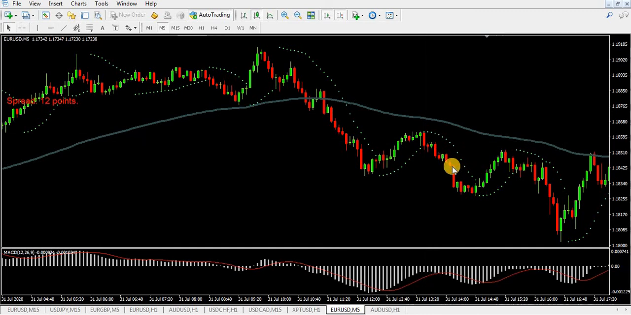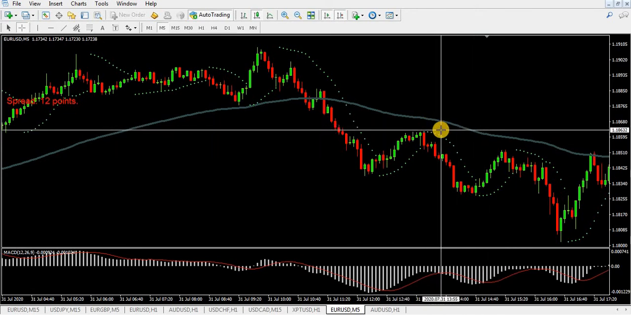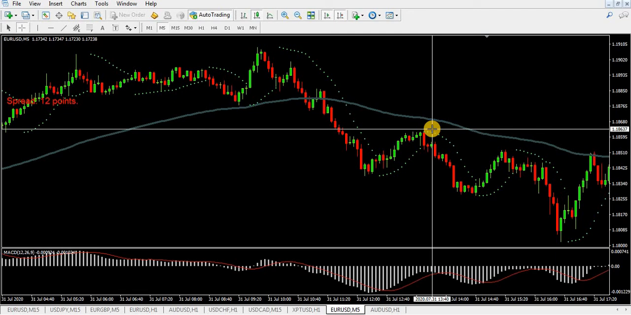So therefore, that means that we're entering this trade with large lot sizes because we want to get the most out of this amount of volatility. The stop loss should be placed, I would suggest, above the previous swing high if we are going in a downward direction, or if we are entering a long trade, we are looking for the closest swing low.